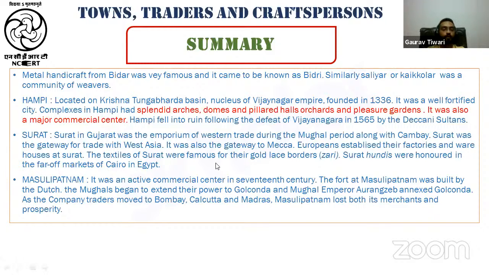Now, the textile of Surat was very famous. One such thing was zari, जो gold lace border होती थी, इनको zari कहते थे. They were very famous. Surat's hundis were honored in far off places like Cairo in Egypt and Antwerp in Belgium.